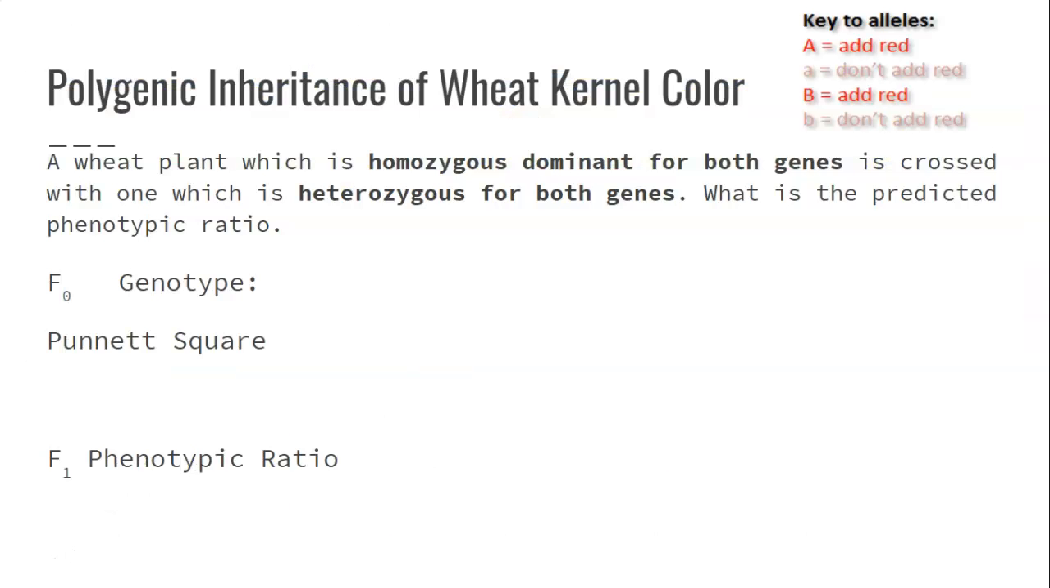Now we're going to switch gears and talk a little bit about wheat kernel color. We're going to go through this whole process of crossing a homozygous dominant for both genes with a heterozygous for both genes, and we're going to look at what the outcome would be. So here is my parental cross, right? Homozygous dominant crossed with heterozygotes.